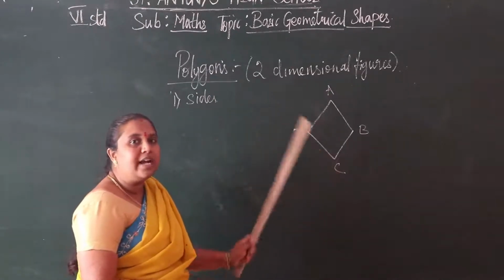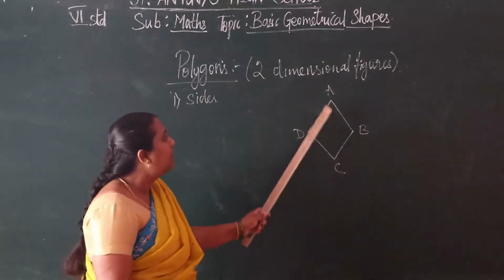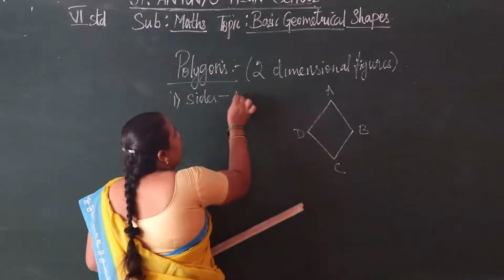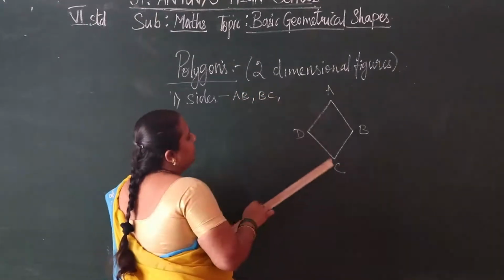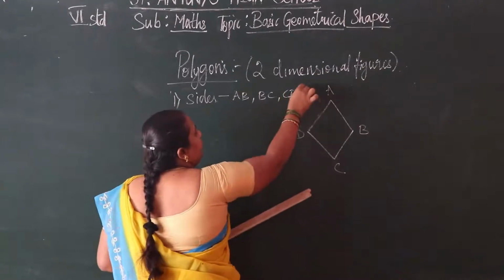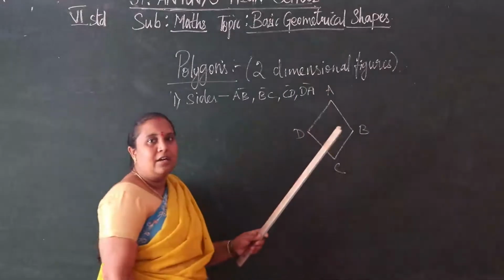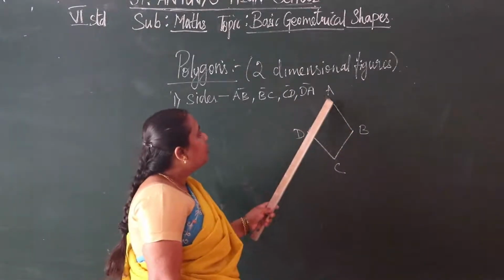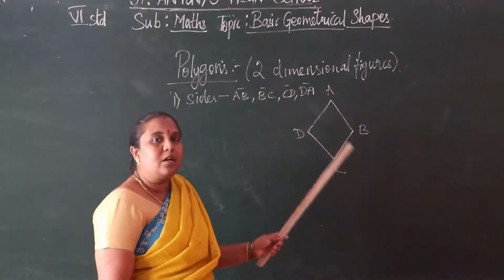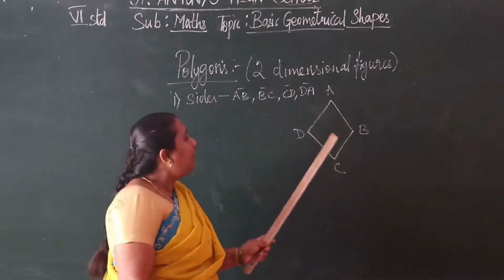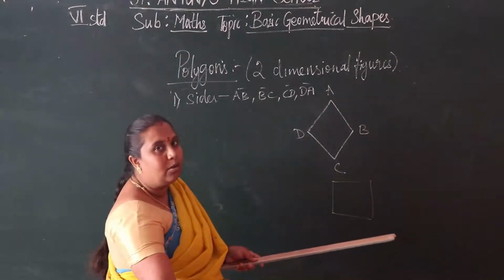So what are those sides? Let us take an example. What are the sides of this figure? AB is one side and BC is another side and CD is the third side and DA is the fourth side. These are line segments. Four line segments joined together give us the polygon. This is a quadrilateral, or we can take this as a square also.